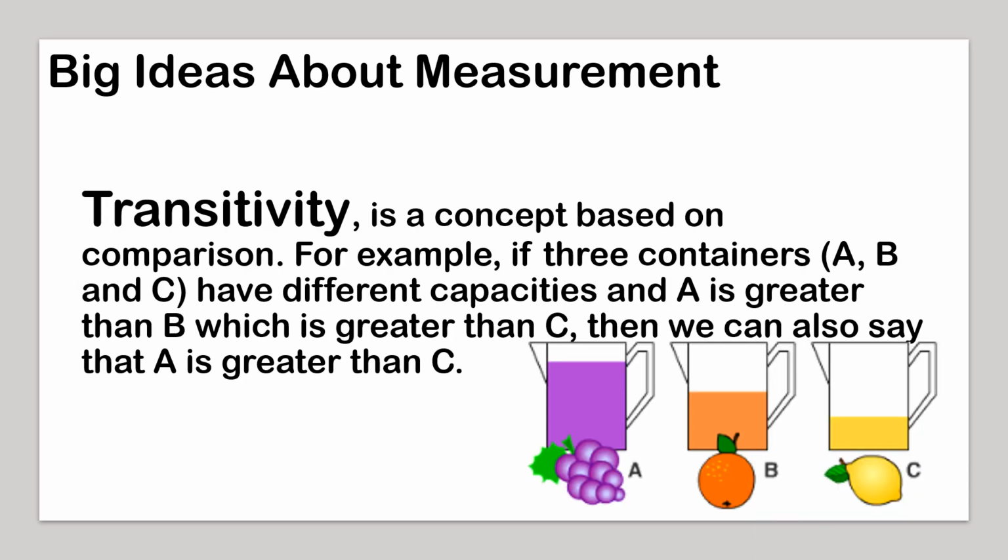And now we can introduce the big idea about transitivity, and it's based on comparison. So, for example, if you've got three containers, A, B, and C, as you can see below, A's got grape juice, B is orange juice, and C is lemon juice. We've got three different capacities. We can say straight away that A is greater than B, B is greater than C. We can also say, therefore, that A is greater than C. So we can start to make these comparisons beyond two pairs of things into three and more.